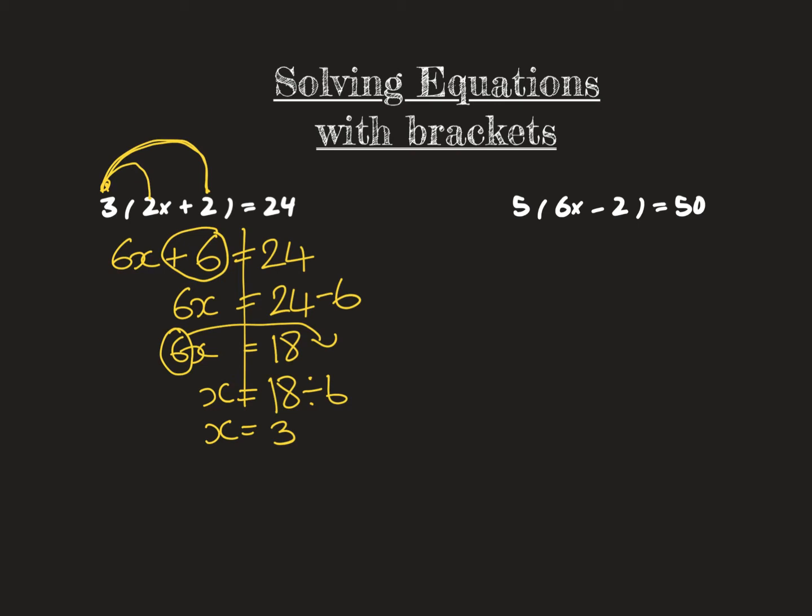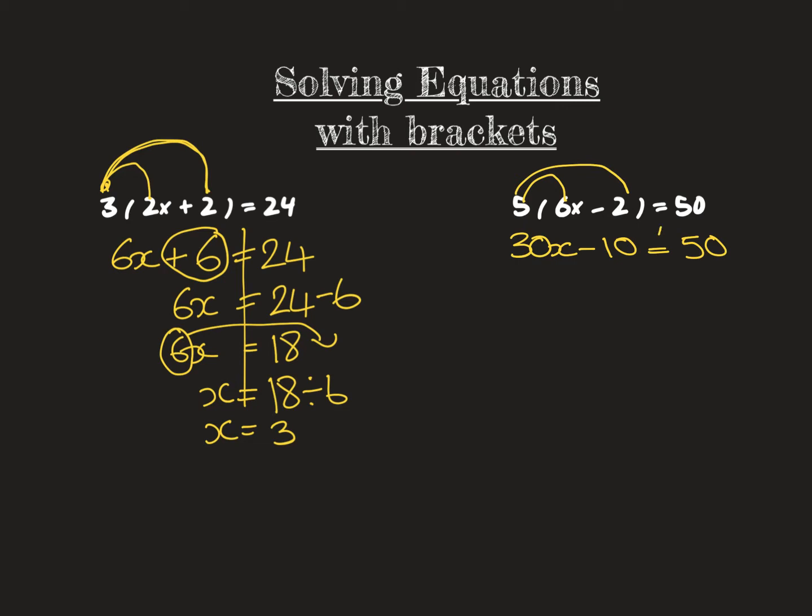Okay, so for this one here, we're going to do 5 times 6x. So 5 6x's is 30x. And then we're going to do 5 times minus 2. So 5 2's is 10, and because it's minus 2, that means it's going to be minus 10. And that is equal to 50. So you have 5 of the 6x, and you have 5 of the minus 2's. 5 6's are 30x, and 5 minus 2's is minus 10, which equals 50.